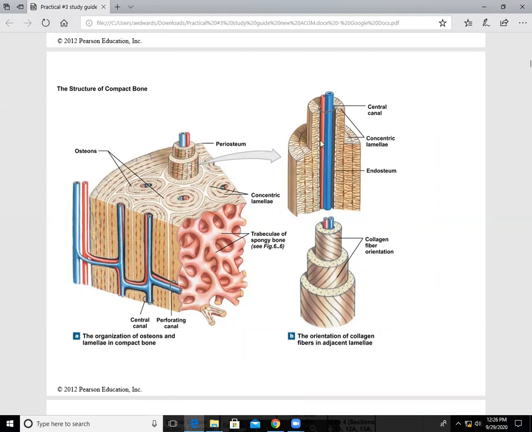And so inside, in the middle of the osteon, you have a central canal, and it's lined by endosteum, just like your trabeculae or your spongy bone. See that lining there, the endosteum. All right, here again is your spongy bone. So you have your central canals that run parallel to the long axis of the bone, and perpendicular to the long axis, you have your perforating canals, okay?